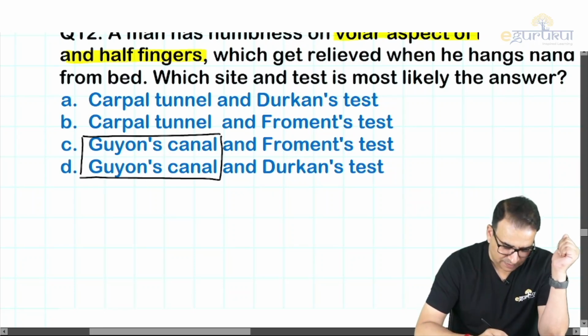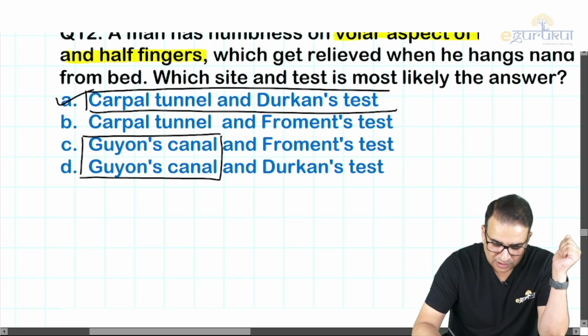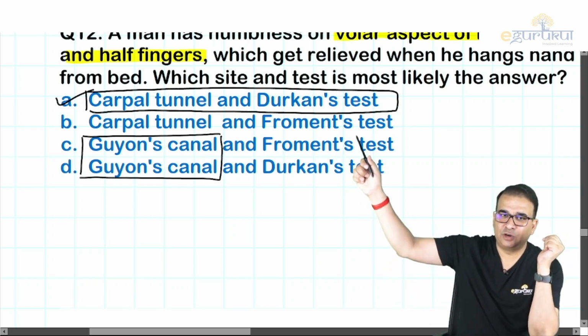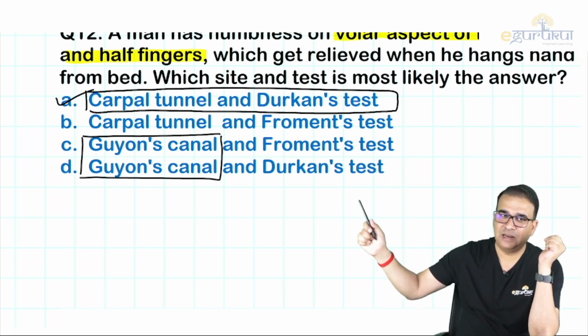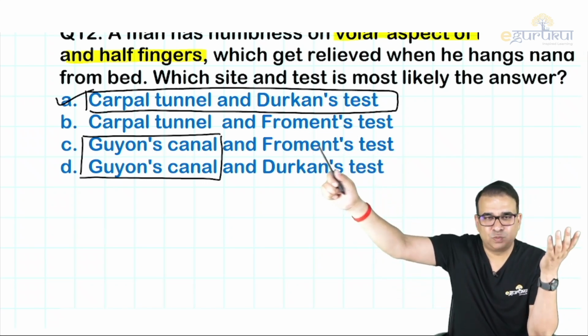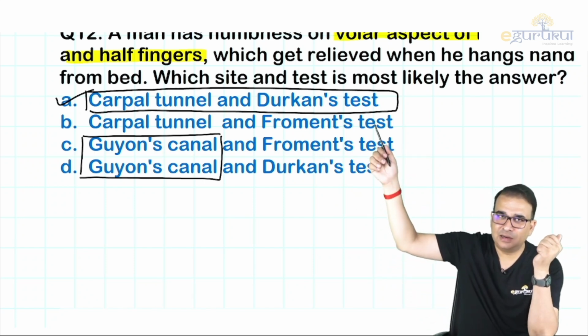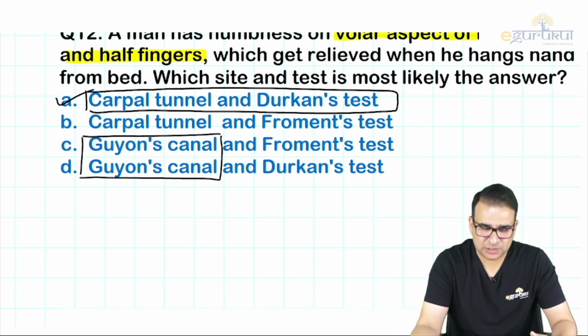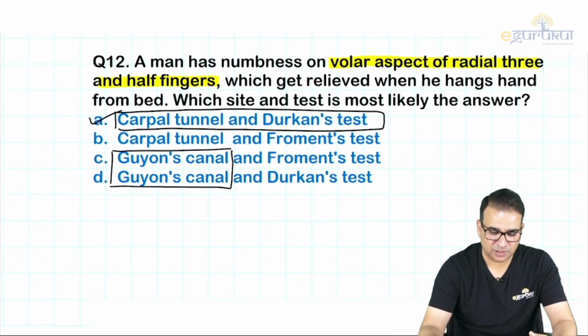So carpal tunnel and Durkan's test. We know that Durkan's test is a test which is done for the median nerve. So the answer is option A here. Froment sign is done for the ulnar nerve. Durkan's test is done for the median nerve. So carpal tunnel is obviously because the median nerve is involved here, and Durkan's test, as I said, is the modified Tinel's test only, or Tinel sign only. That is Durkan's test, which is done for the median nerve.